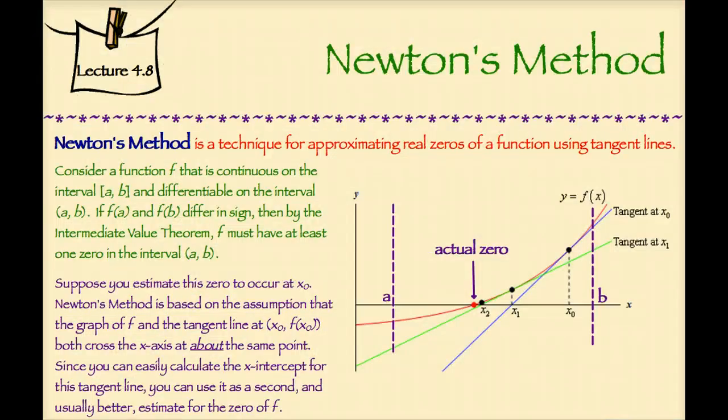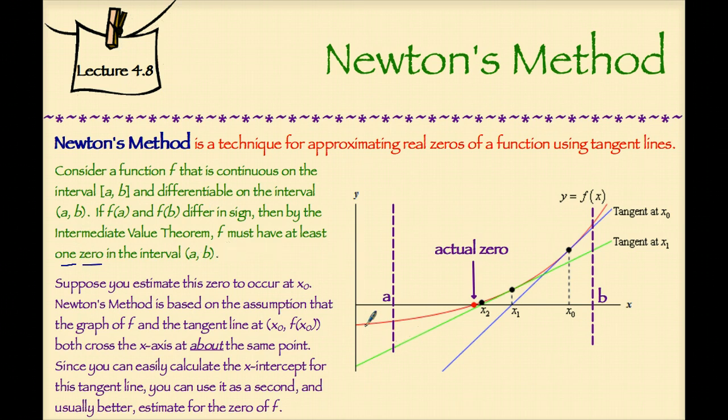Newton's method is a technique for approximating real zeros of a function using tangent lines. This is how it works. Consider a function f that is continuous on the interval [a, b] and differentiable on the interval (a, b). If f(a) and f(b) differ in sign, then by the intermediate value theorem, f must have at least one zero in the interval [a, b].